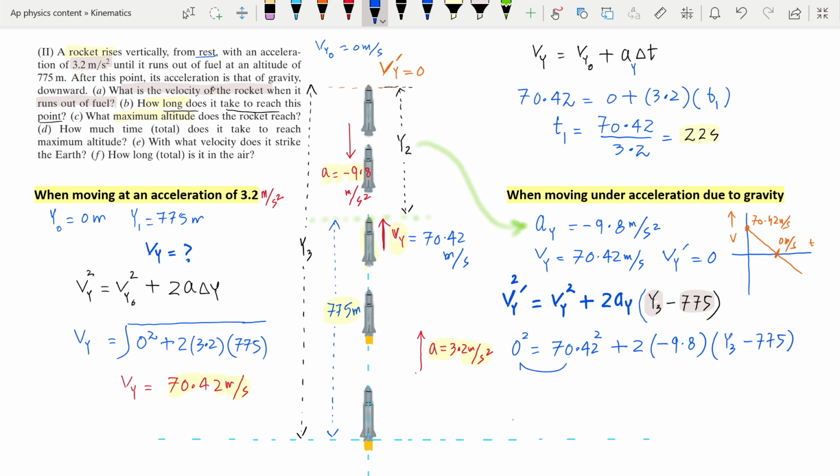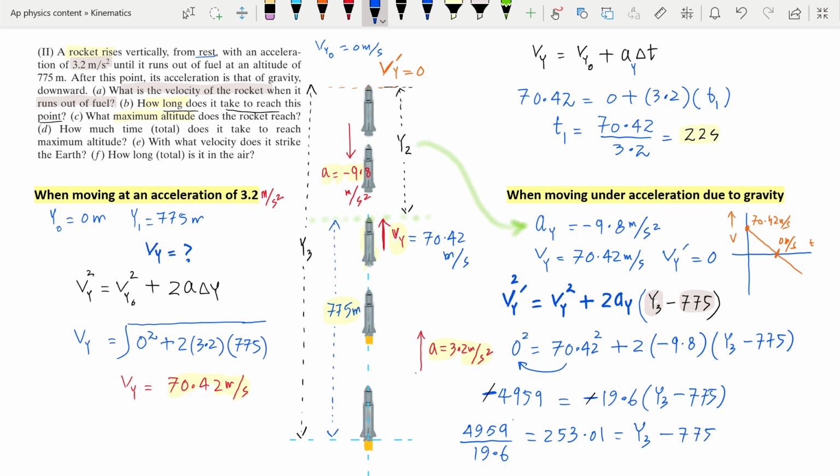Okay, so taking it to the other side, it will be negative, and opening the square is 495.59, which equals negative 19.6 into y3 minus 775. So this gives us 253.01 is equal to y3 minus 775. So you remember what we need to calculate.